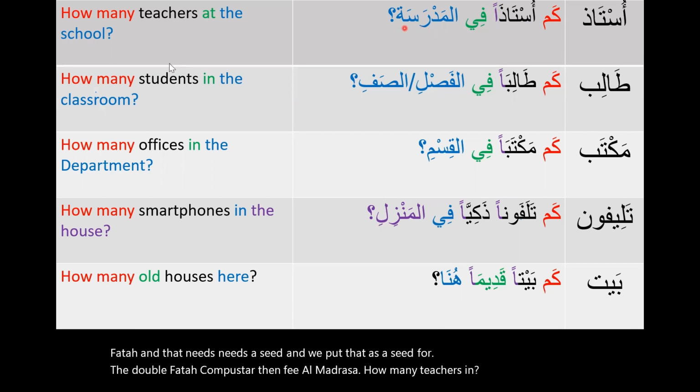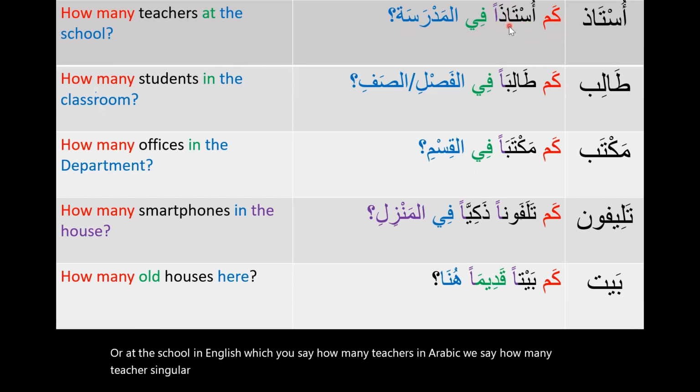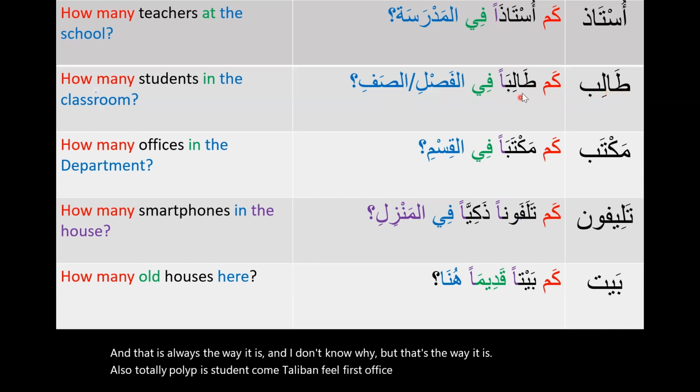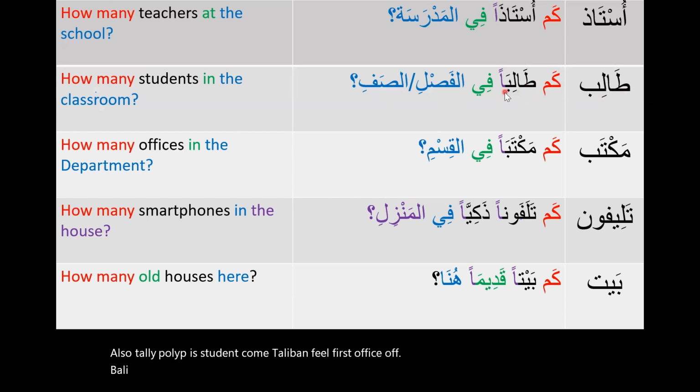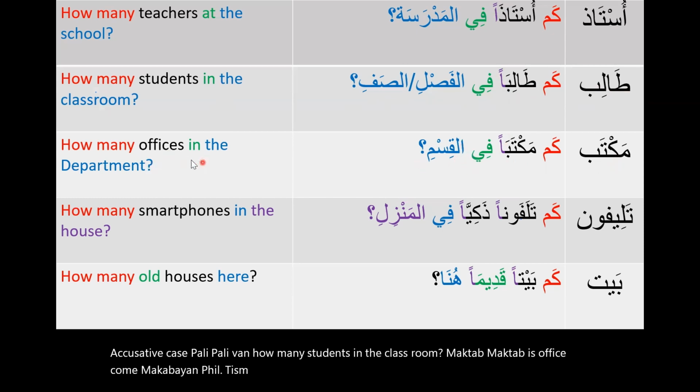In English, you say how many teachers. In Arabic, we say how many teacher, singular, accusative. طالب is student. كم طالبا في الفصل أو في الصف. طالب became طالبا. How many students in the classroom? مكتب is office. كم مكتبا في القسم. How many offices in the department?